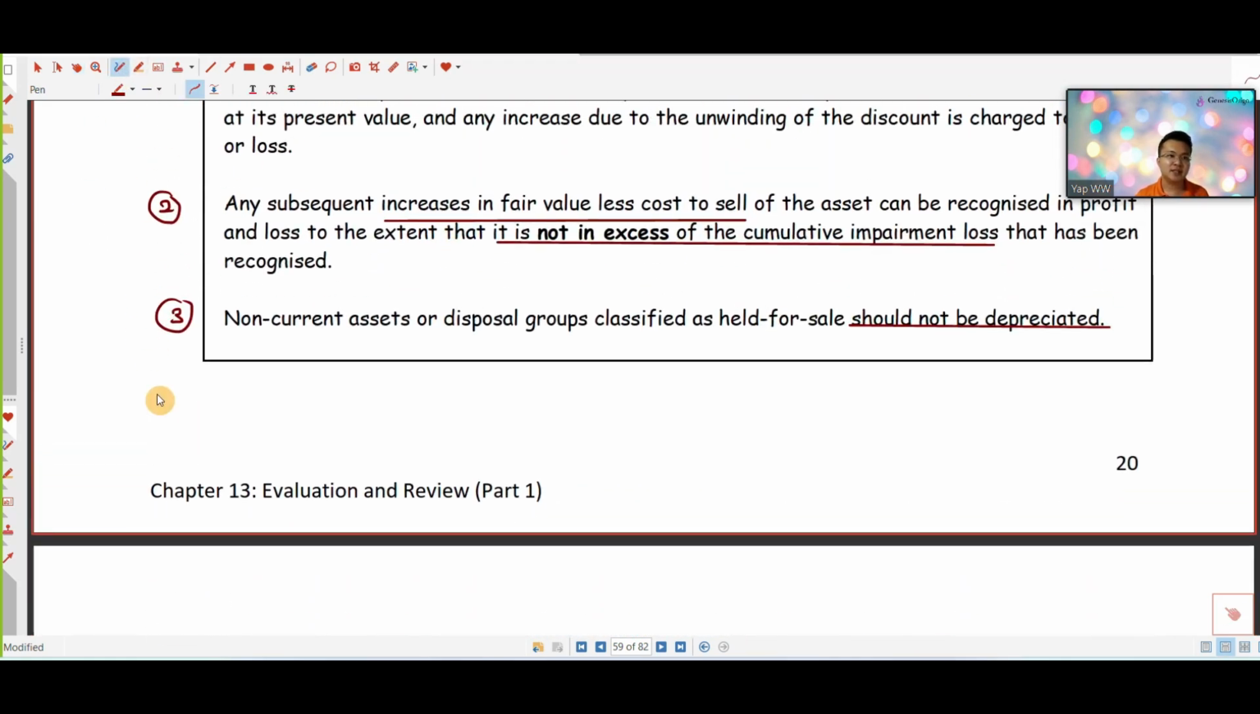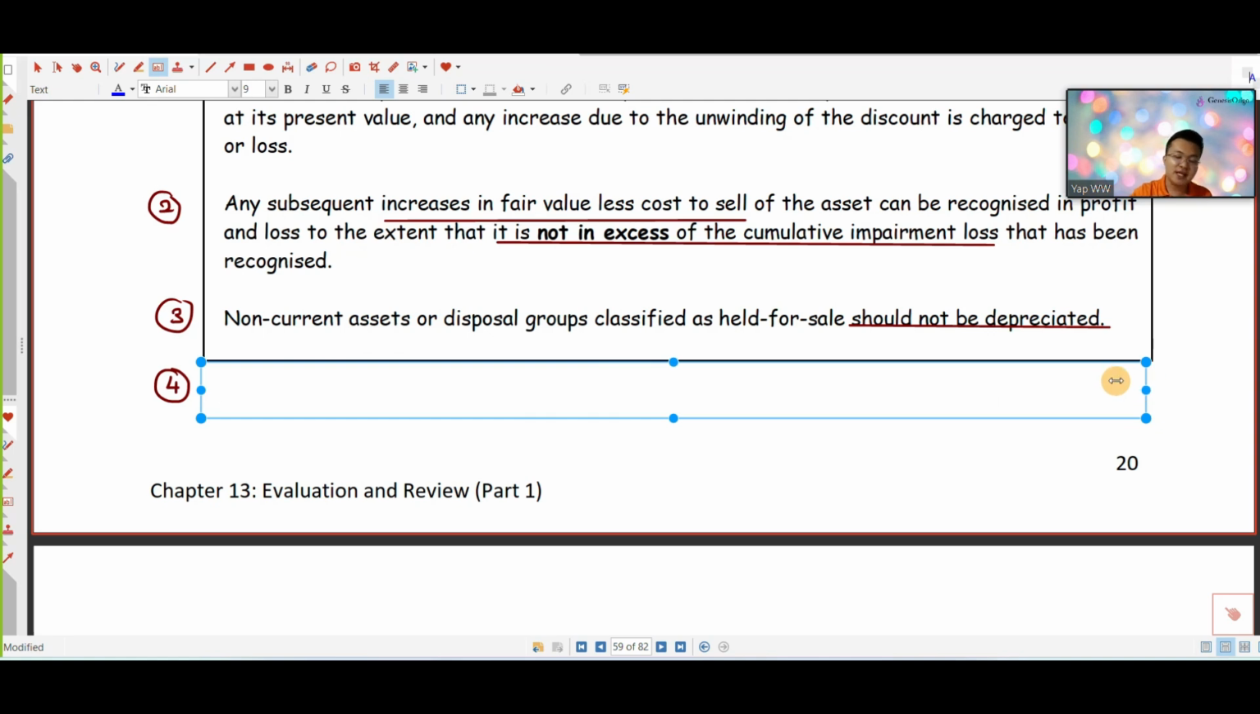Other than this, I have something else to add over here. This particular asset held for sales are separately disclosed on the face of statement of financial position. I put short form over here. Asset held for sales are separately disclosed on the face of statement of financial position, being separated from non-current assets, because this asset held for sales, they are expected to be disposed within 1 year, right? That's why they cannot be included inside non-current assets. So they must be separated from non-current assets.